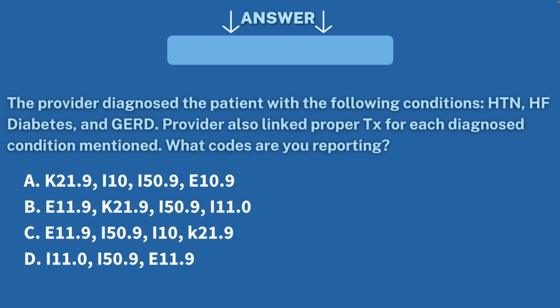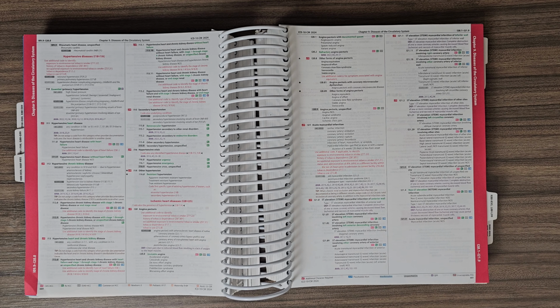Remember, this is not full code capture. You are only capturing the conditions that risk adjust. Previously, we determined that the hypertension code is I10. Let's go ahead and look up heart failure.